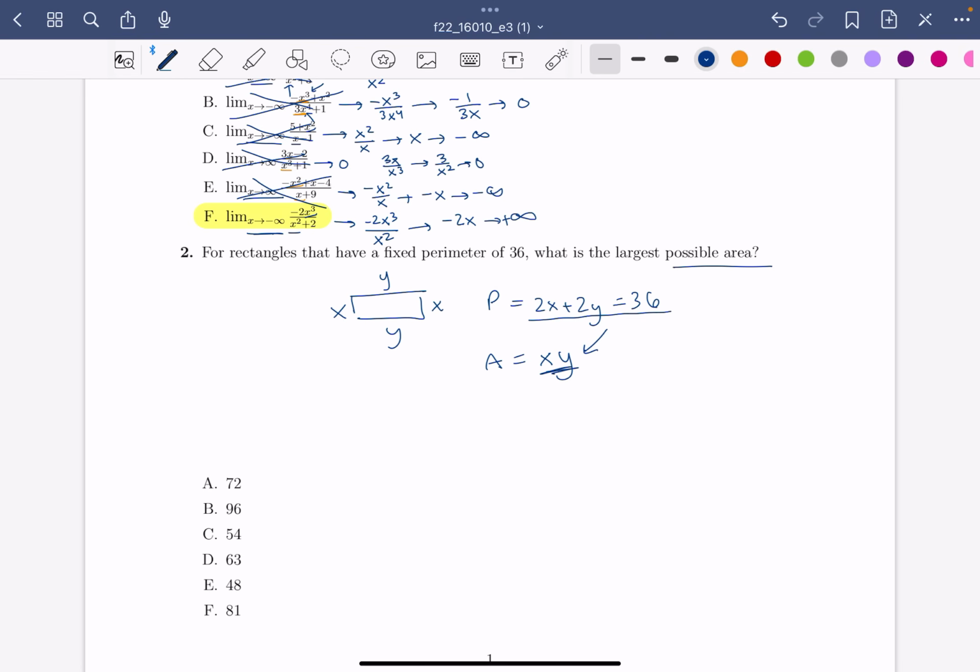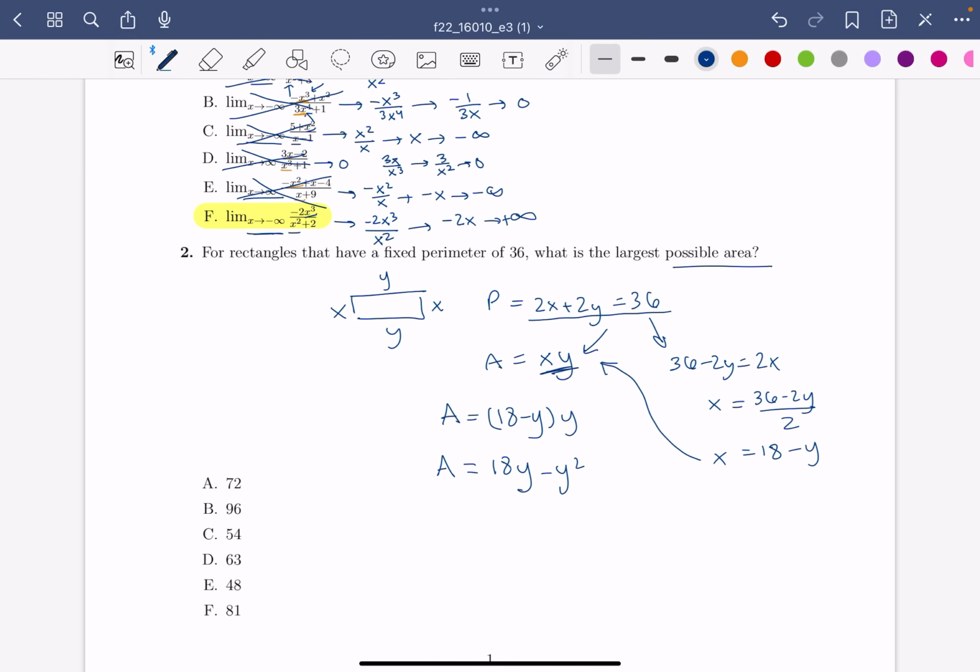So if we were to rewrite this, we would say 36 minus 2y equals 2x, which means x equals (36 minus 2y) over 2, or 18 minus y. We plug this x back into this area equation, and we get area equals (18 minus y) times y. I'm going to go ahead and distribute to make this easier. So it'll be 18y minus y squared equals area.